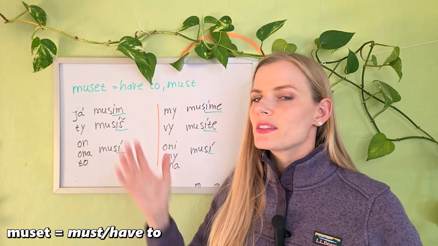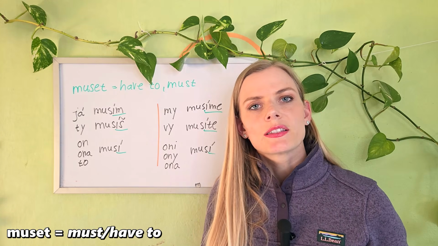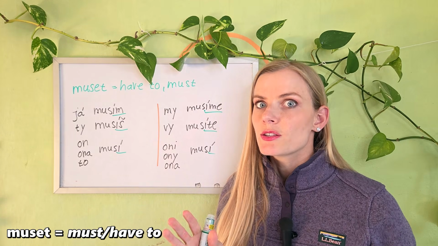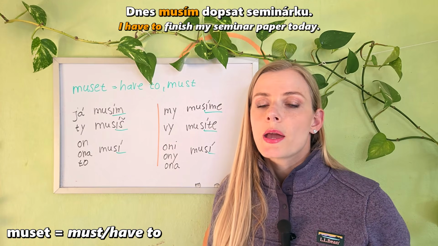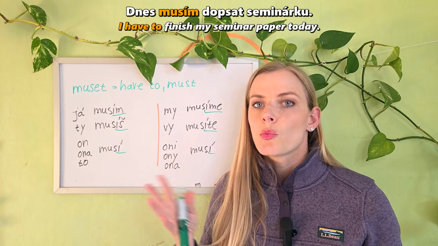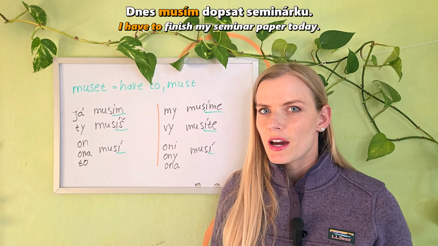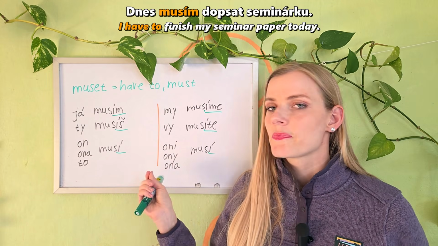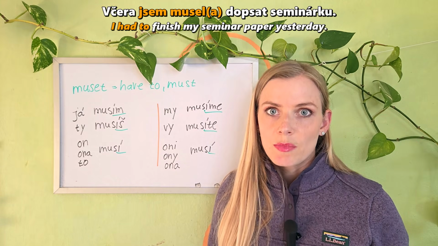Of course, the present tense is not the only tense that you can use, but first let me give you an example with it. For example, dnes musím dopsat seminárku. Today I have to finish writing my seminar paper, like a final paper for school. Dopsat, I have to finish writing. Dnes musím dopsat seminárku. That would be the present tense. In past tense, včera jsem musela dopsat seminárku.